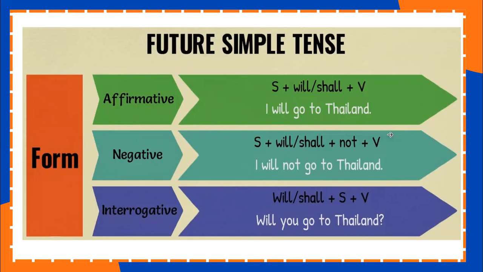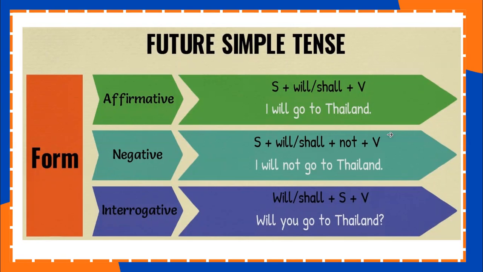So, let's move on. Y tenemos la forma negativa. La forma negativa always is the same structure. Subject, sujeto, will, que es mi auxiliary, not, que es lo que me va a convertir en negativo, and the verb. So it says, I will not go to Thailand. What does it mean? ¿Qué significa I will not go to Thailand? Yo no iré a Tailandia. Exactly. Yo no iré a Tailandia.